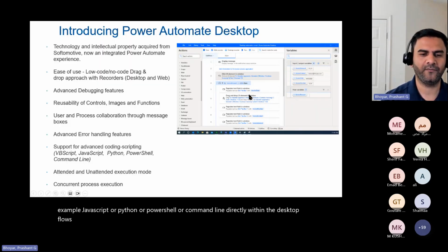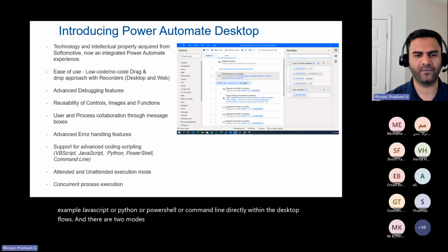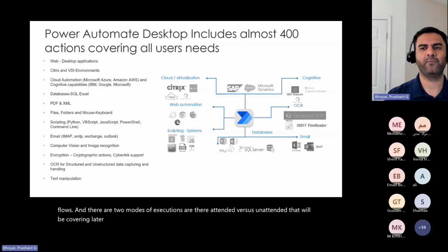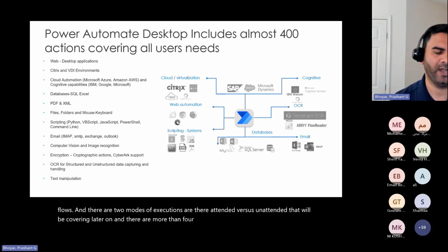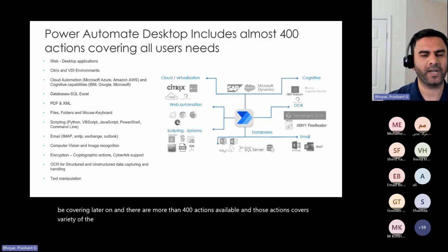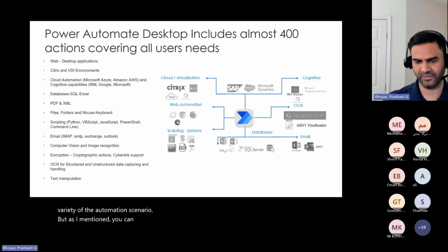And there are two modes of execution, attended versus unattended, that we'll be covering later on. And there are more than 400 actions available, and those actions cover a variety of automation scenarios. But as I mentioned, you can also build custom actions as well.